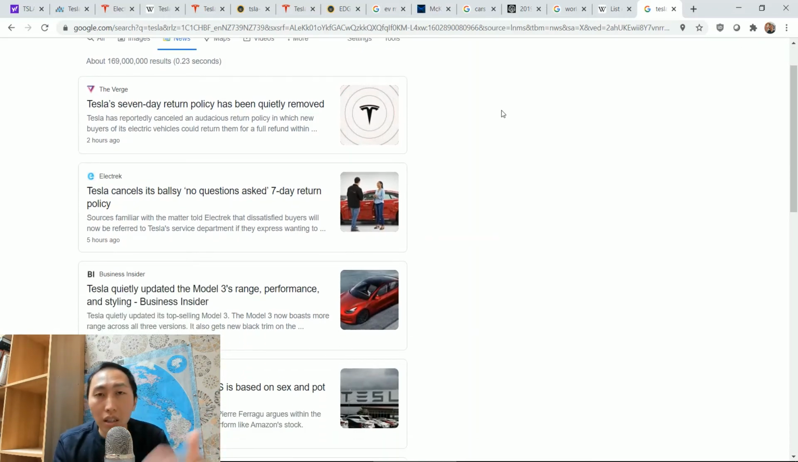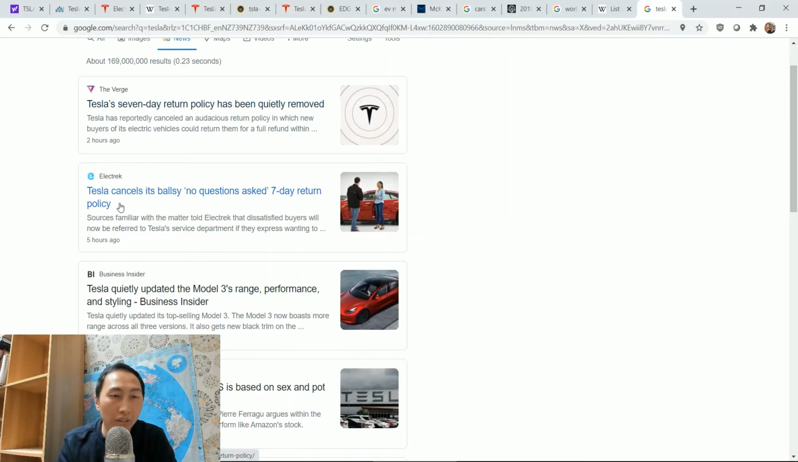Sometimes you're not going to be able to stay up to date with the company all the time, so doing a quick search on Google immediately saves you so much time and gives you the latest parts about these companies. Especially if they're a large company, there's going to be a lot of news on them. So for Tesla, we see this article 2 hours ago: Tesla's 7-day return policy has been quietly removed. Again, interpret this how you like, but it might not be something that customers like, and it could diminish the demand potentially. So we've got to see what the case was.